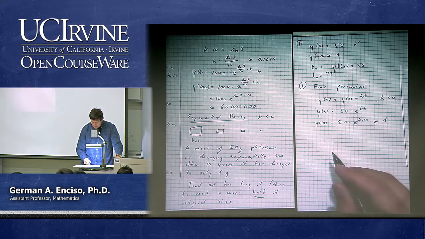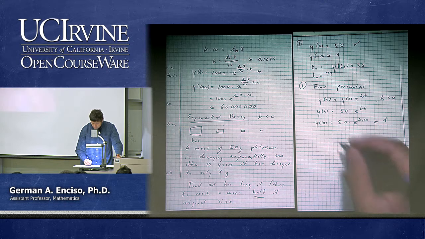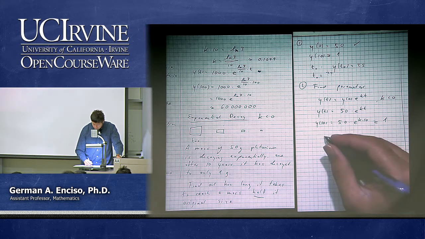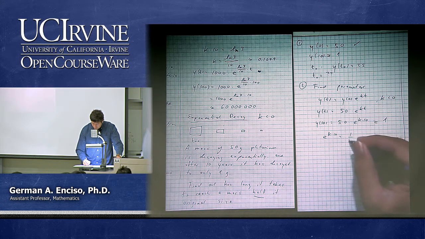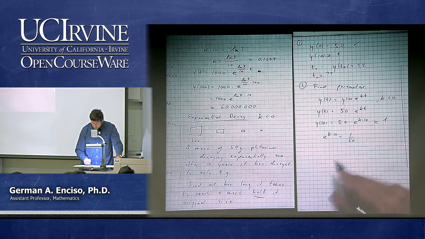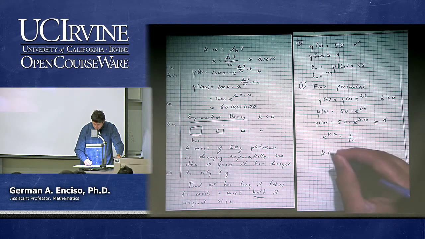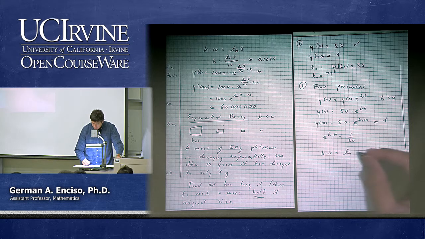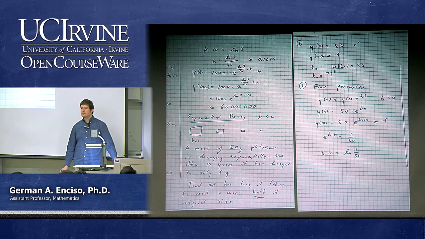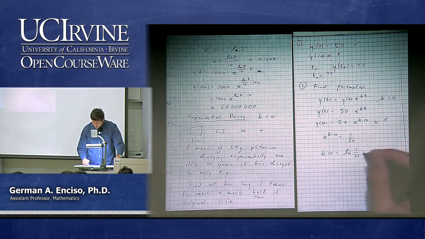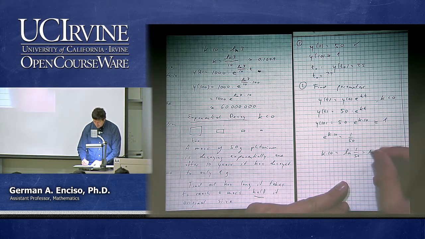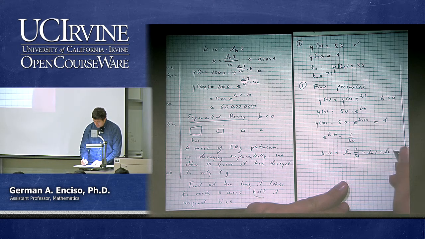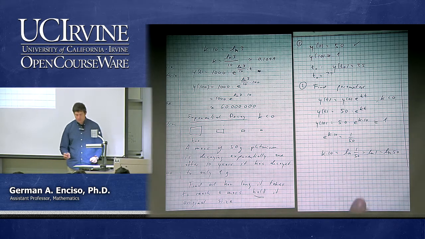Well, let's divide on both sides by 50. So we get e^(k·10) is equal to 1/50. And that means if I take the logarithm on both sides, k times 10 is equal to the natural log of 1/50. Now, just for simplifying things, this is not completely necessary, but I know from the formulas for logarithms that this is the same as the natural log of 1 minus the natural log of 50, right?